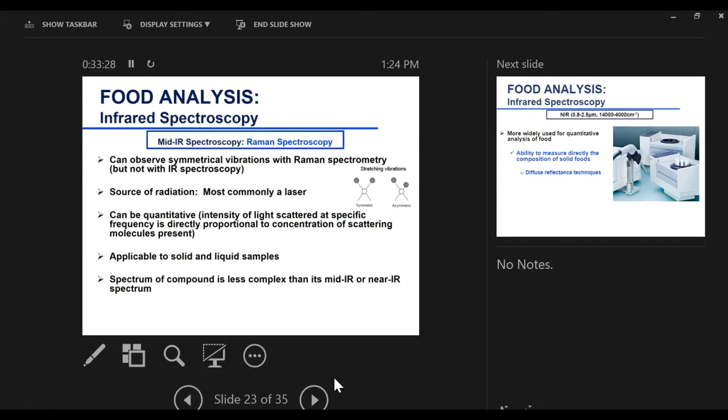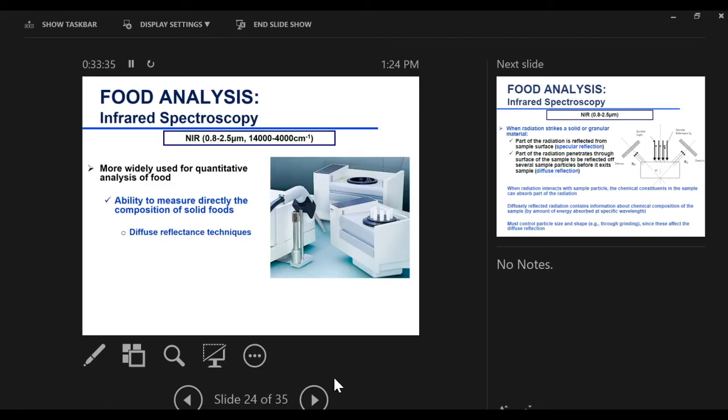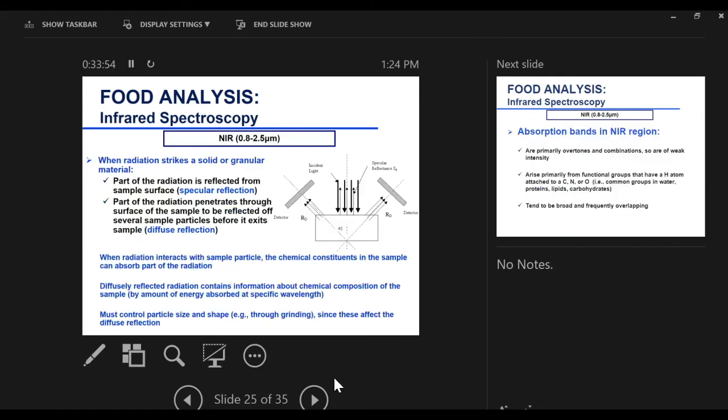So moving on from mid-IR to near-IR. These are instruments often used for compositional analysis of any type of food. You can use it on solid food with minimal sample preparation. And often you use what is known as the diffuse reflectance technique. So you have your solid material and you pack it in your cell. And then you have the light source or the energy source projected towards your sample.